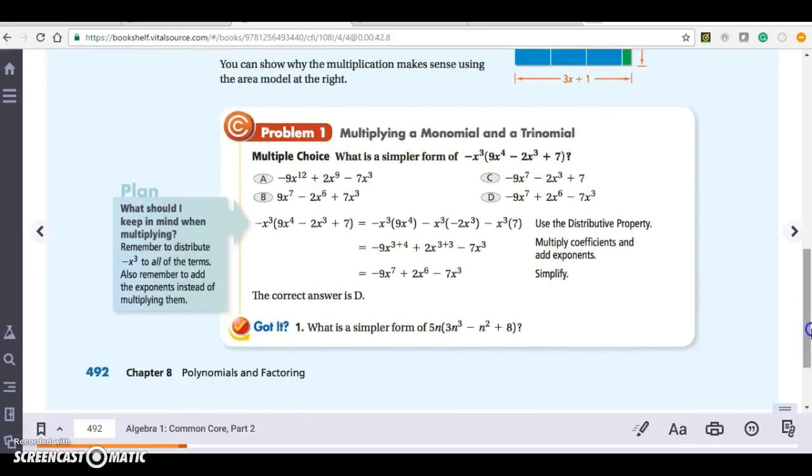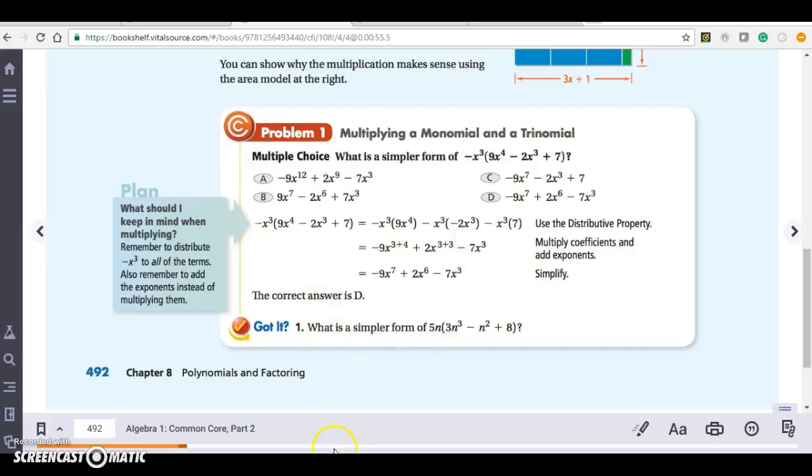Let's take a look at problem 1. It says, what is the simpler form of negative x to the third times 9x to the fourth minus 2x to the third plus 7? Well, I would distribute. So I do negative x to the third times 9x to the fourth, which gives negative 9x to the seventh. Negative x to the third times minus 2x cubed gives me plus 2x to the sixth. And negative x to the third times 7 gives me minus 7x to the third.